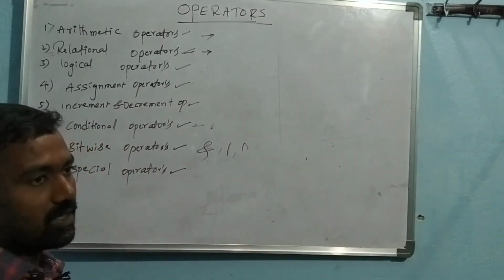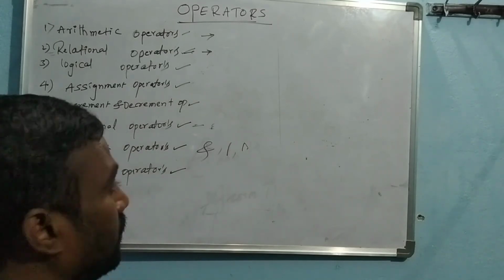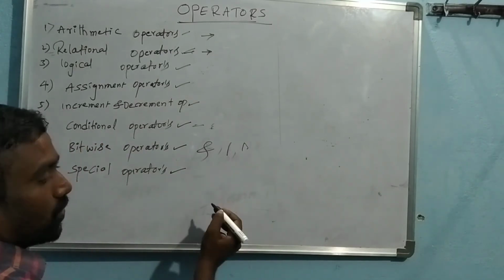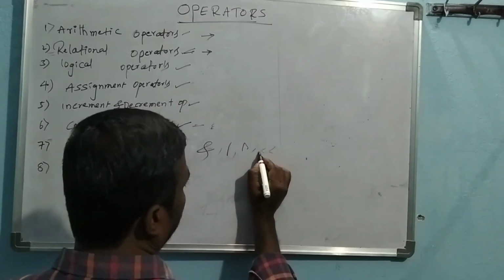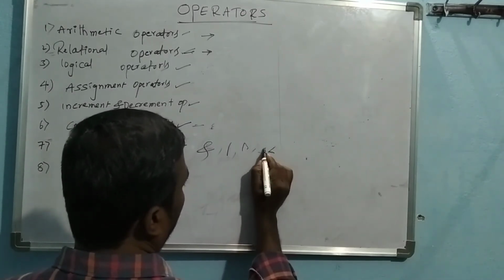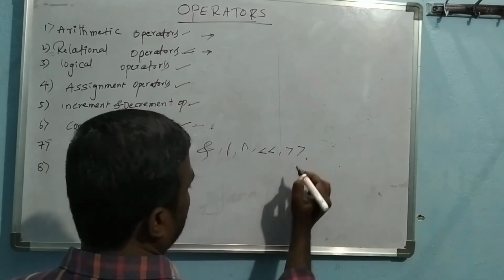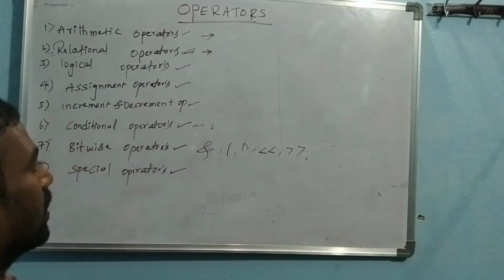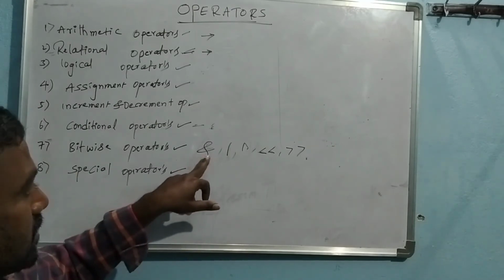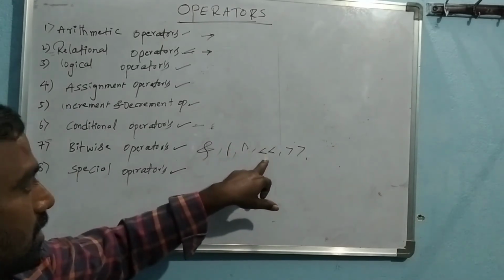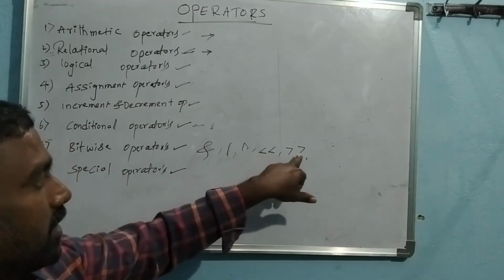That means exclusive OR. The next ones are left shift and right shift. So these are the bitwise operators we use in the C programming language: ampersand, pipe, caret, less than less than for left shift, and right shift.